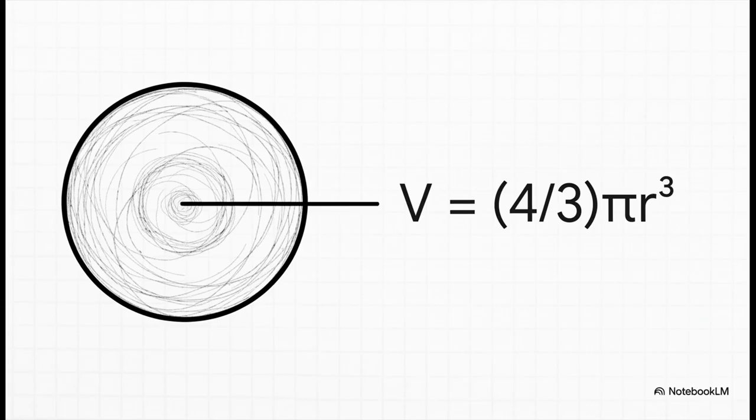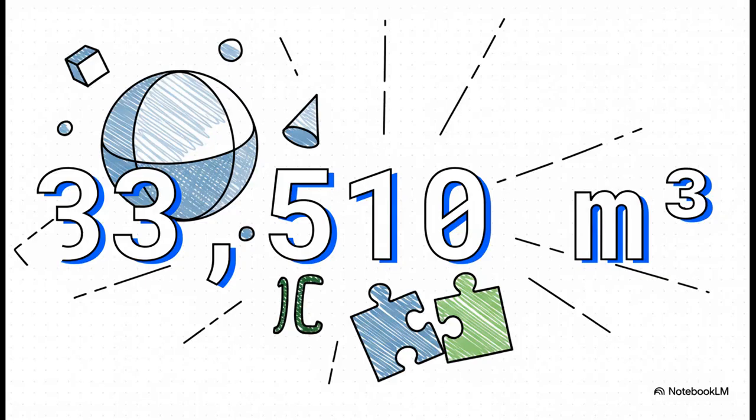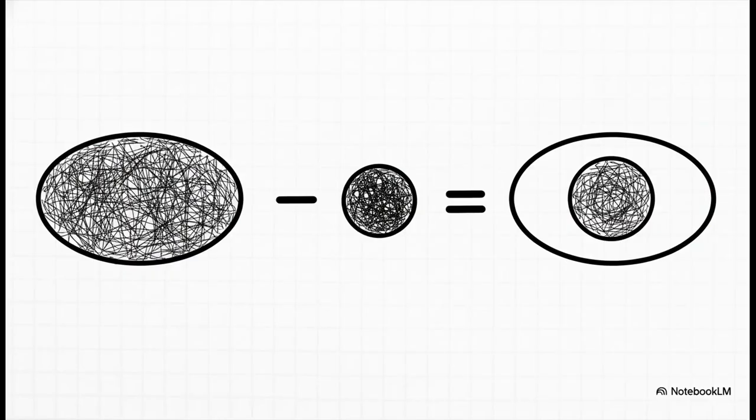It's all connected. We plug in the numbers for that inner sphere, and we get a volume of 33,510 cubic meters. Okay, now we have both our numbers. We're almost there. So we've got the volume of the whole thing, and we've got the volume of the bit in the middle. How do we find the volume of the space between them?